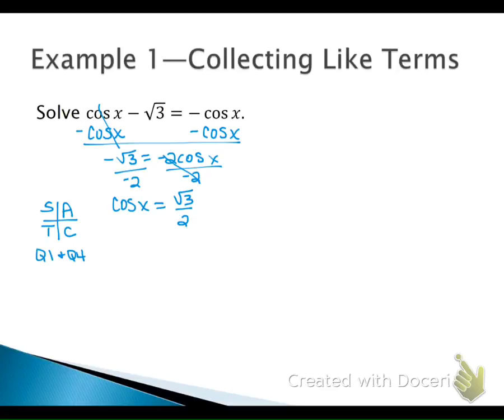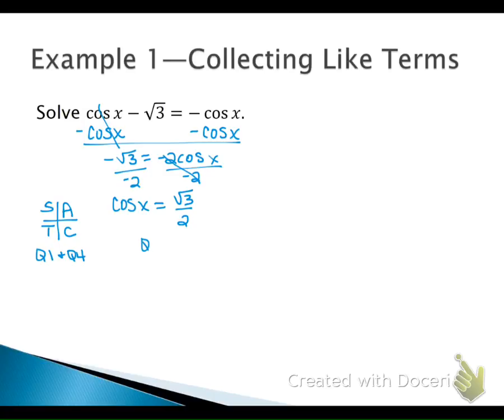Sometimes they'll tell us they only want the answer between like 0 and up to, but not including 2 pi. This one doesn't restrict us, so we're going to have to think. We could just keep going and going and going in circles here on our unit circle. But first, let's just look for the ones that are in quadrant 1 and quadrant 4.